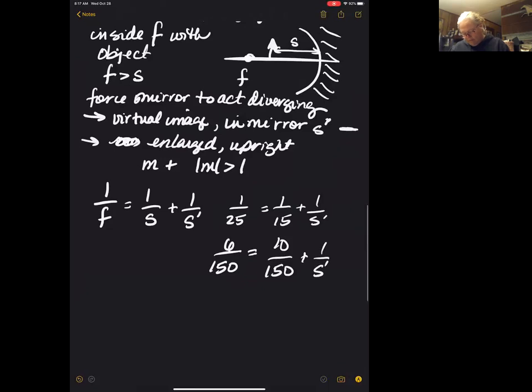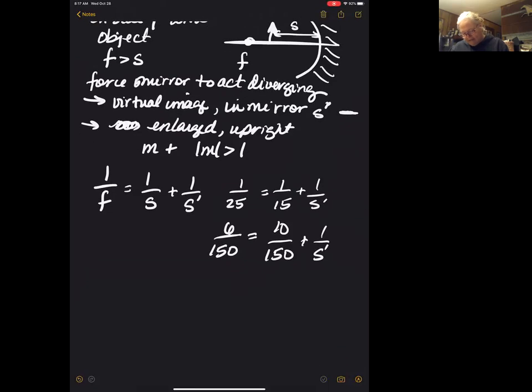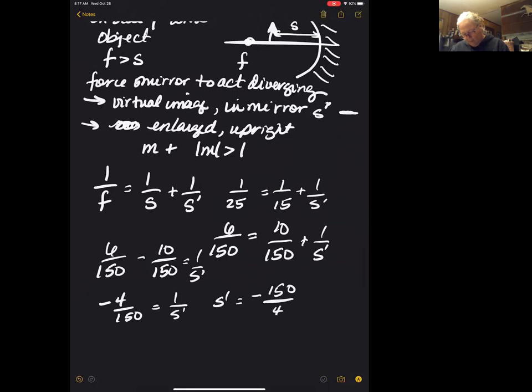So I can solve that. I've got 6 over 150 minus 10 over 150 is equal to 1 over S prime. So that means minus 4 over 150 is equal to 1 over S prime. So S prime is negative 150 divided by 4. And that is whatever that is.